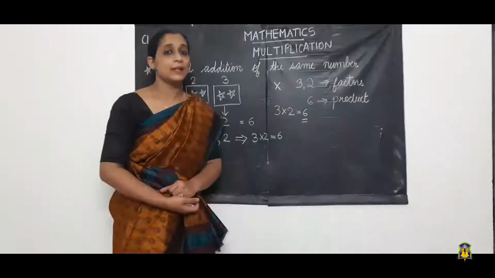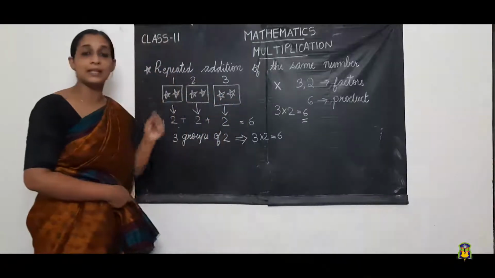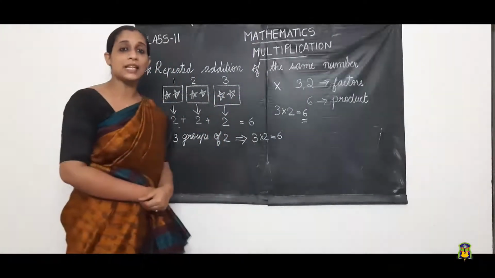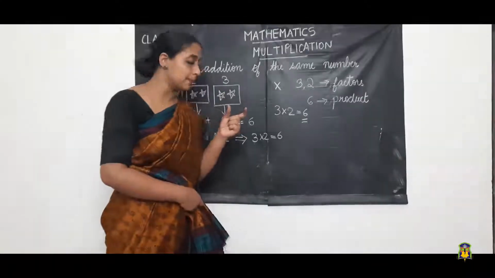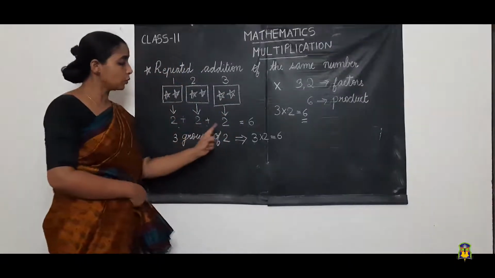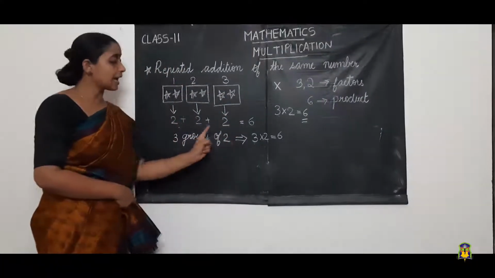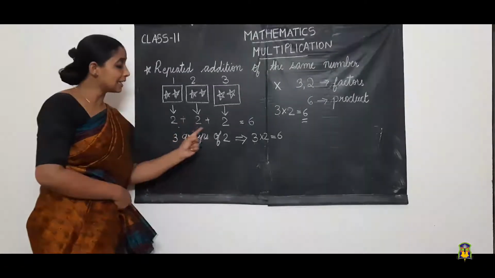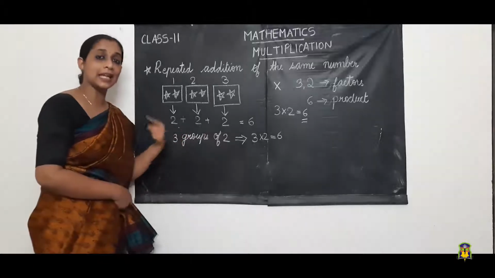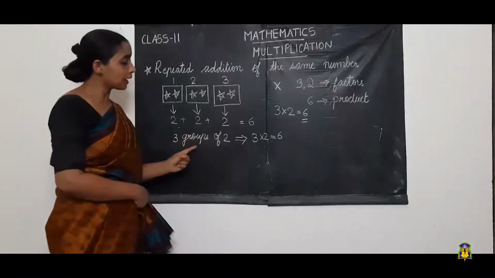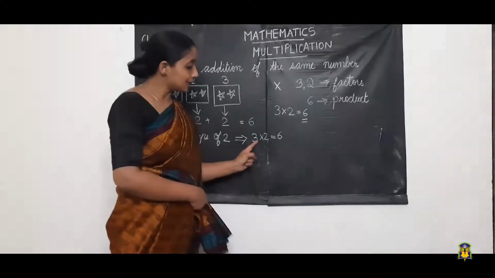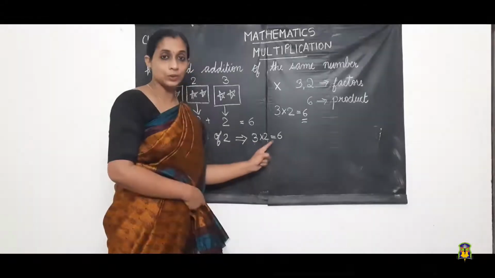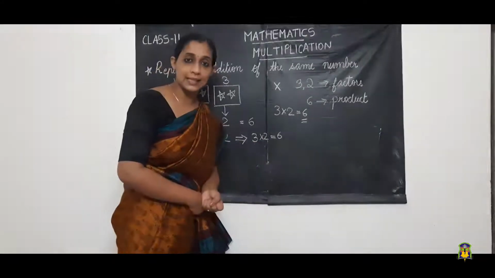Okay, so what is multiplication? Multiplication is nothing but repeated addition of the same number. See, 1, 2, 3. 3 times which number? 2. We have added 2 three times, repeated again and again. Okay, so how will you read it? 3 times 2 is equal to 6.